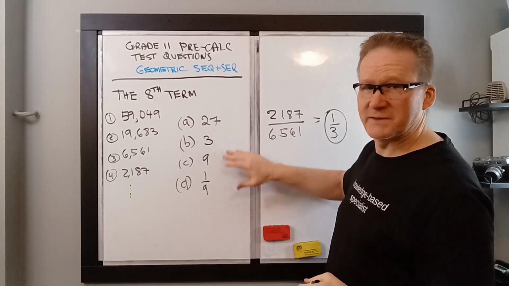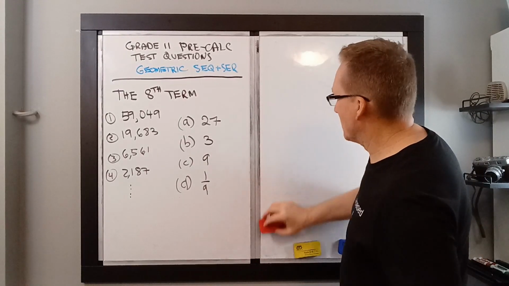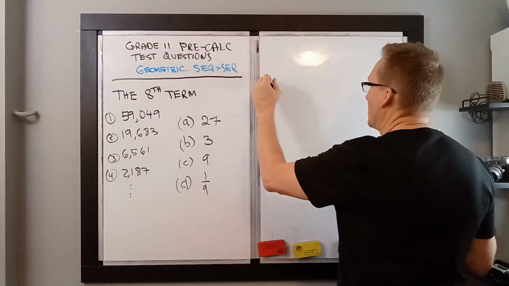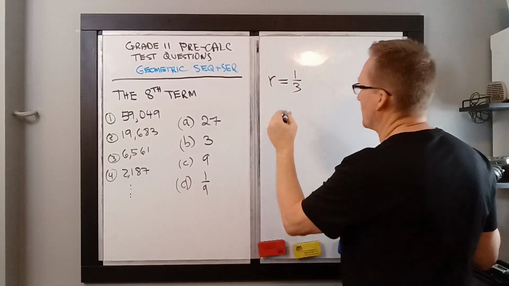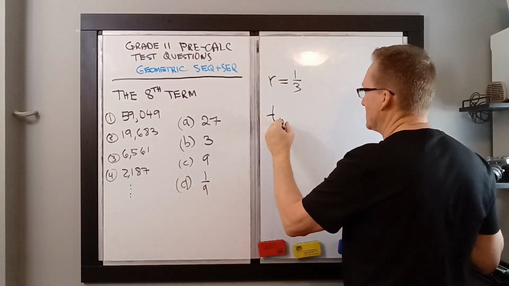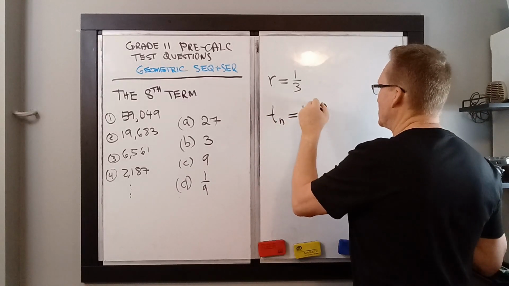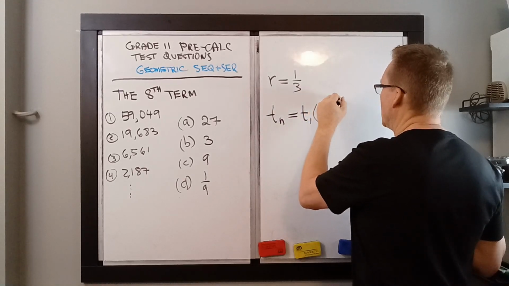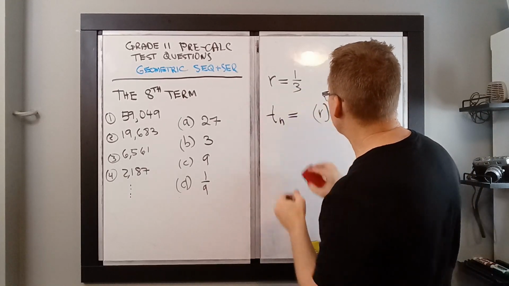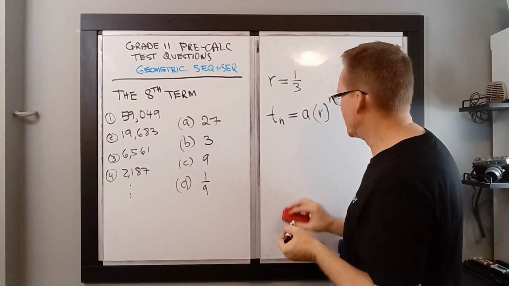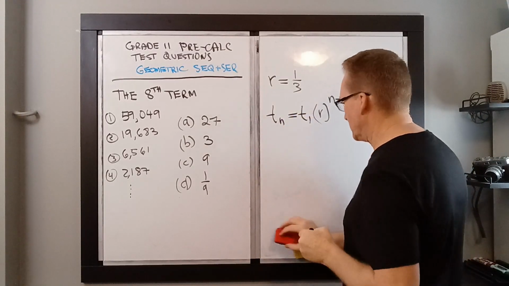That's not what the question is asking. That's none of the answers here. And so I'm going to figure out what the next step is. So the common ratio is 1/3. Now we look at our formula. Remember that Tn is equal to T1 times the common ratio to the power of n minus 1. Sometimes they'll write A, being the first term, instead of T1, which is the first term. You can do it either way, it doesn't really matter. So I'm going to go with T1 here.